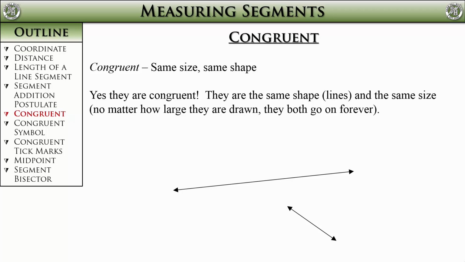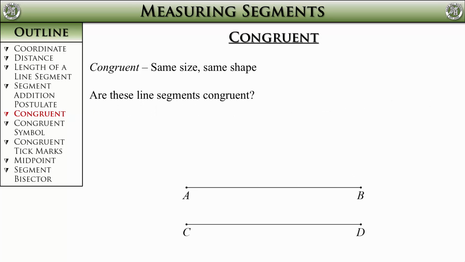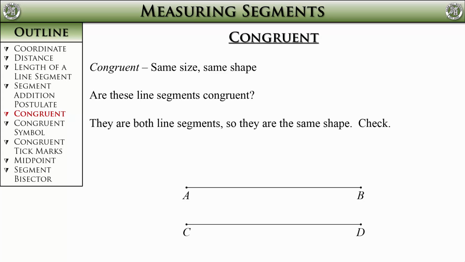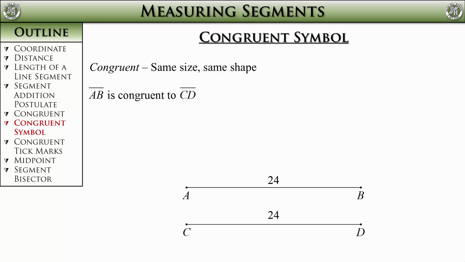But it isn't so easy with the line segments. I didn't say it was hard. It isn't just automatic. Here are 2 line segments. First off, they are both line segments, so they are the same shape. Check. One thing we need to see is if they are the same size. For that, we will need some distances. With both of these line segments having a length of 24, that's enough for us to say they are congruent. They are both the same shape and the same size. At this point, we can say that line segment AB is congruent to line segment CD.